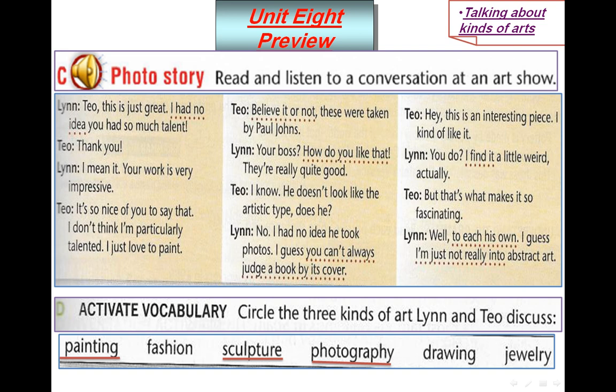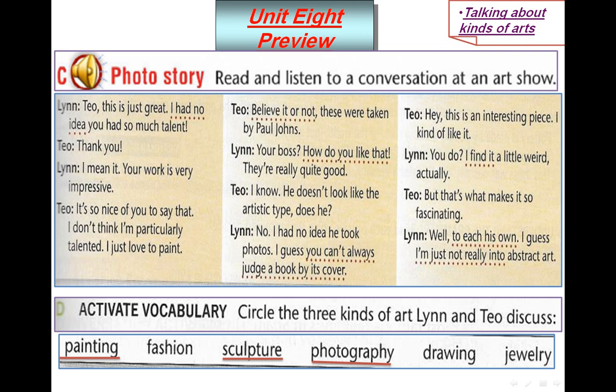Hey, this is an interesting piece. I kind of like it. You do? I find it a little weird. When I say I find something and add any adjective, so I find it weird, I find it interesting, I find it good, I find it here means I think, أعتقد, or in my opinion, في رأيي الشخصي. You got it? This is the meaning of this expression, I find it.